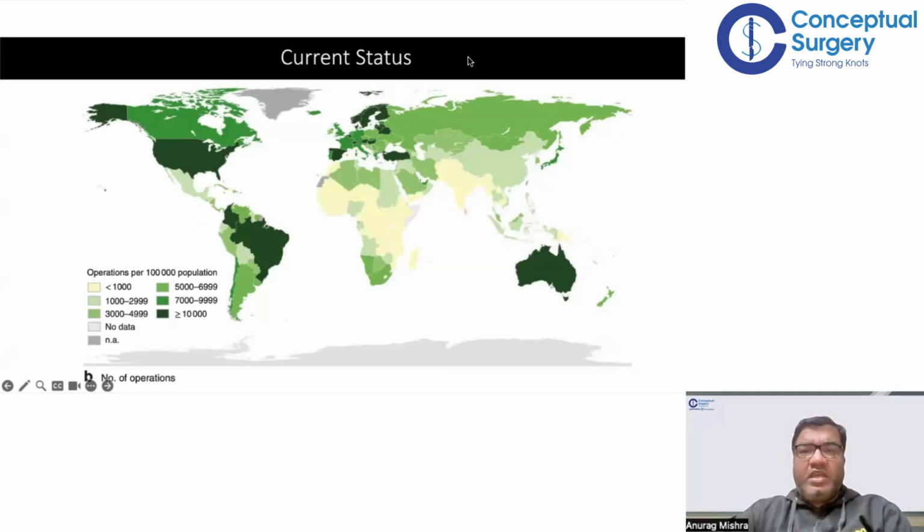If we see other dimensions, this is operations performed per 1 lakh population. The standard is, I think, 2000 we are supposed to perform for a safe area. In India, it is less than 1,000. Then you can see in this graph that the developed countries are deep green, whereas in Africa and Southeast Asia, the numbers are much below what is standard, what should be there.